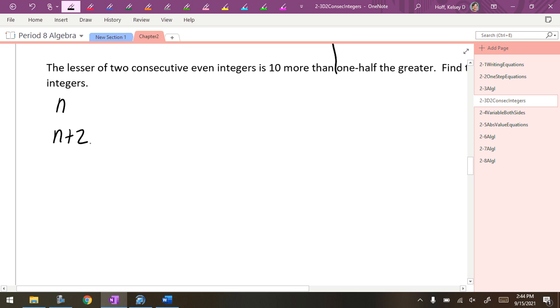The lesser of 2 consecutive even integers is 10 more than 1/2 the greater.